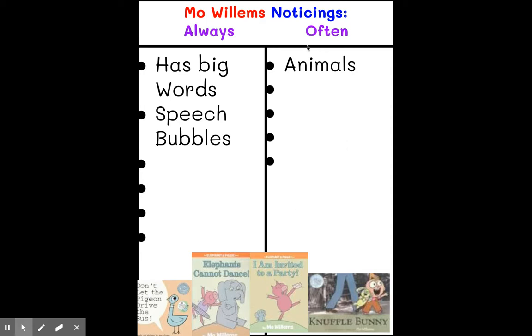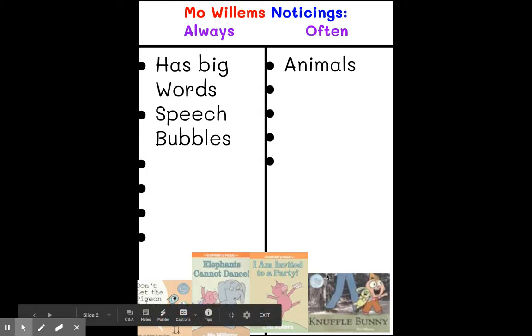Again, think about what you noticed in these books we read this week. Fill them in here in your assignment in Google Classroom.